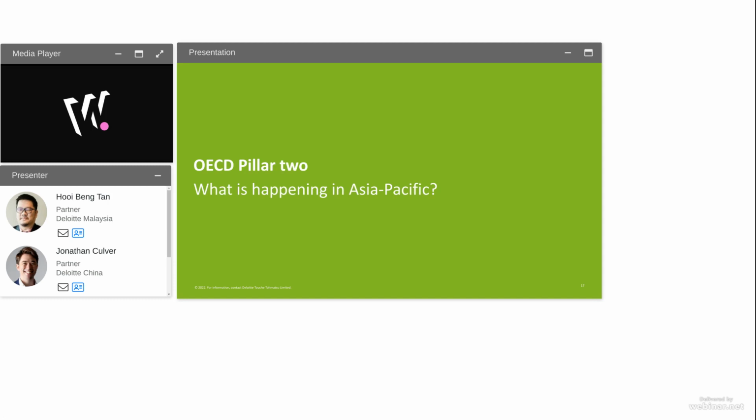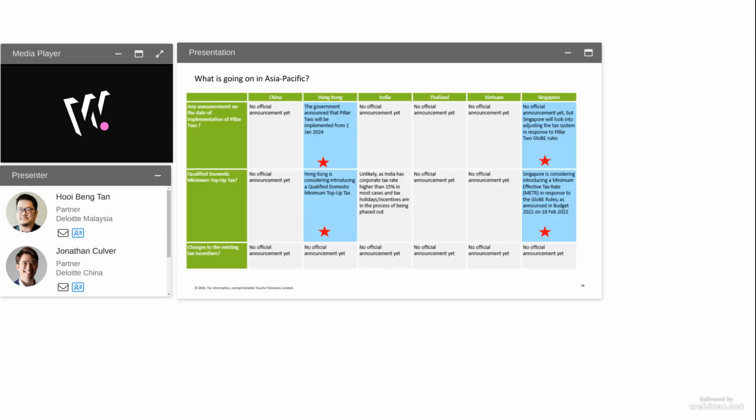Next slide. There are a couple of survey questions that we've done with my colleagues around Asia Pacific. First question: any announcement on the date of implementation of Pillar 2? Second question, which John has touched on just now: will that jurisdiction introduce a QDMTT? And question number 3, of course, is about incentives. What is the government of that jurisdiction going to do with the existing tax incentives? As Amelia explained earlier, tax incentives are not necessarily there for a few reasons.